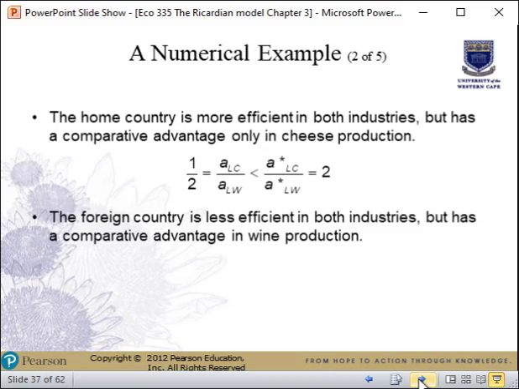Based on the information on the table, we can see that the home nation has an absolute advantage in the production of both goods since they can produce both goods with fewer resources than foreign workers. However, the home nation has a comparative advantage in the production of cheese, whilst the foreign nation has a comparative advantage in wine production.